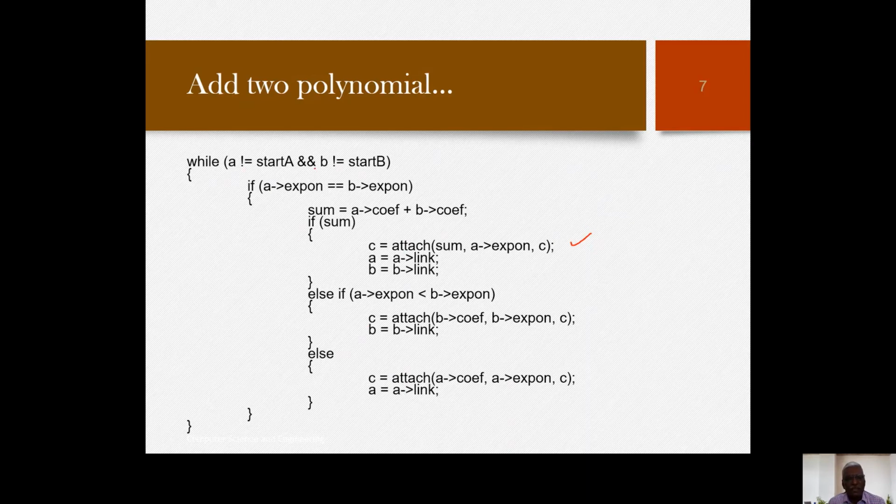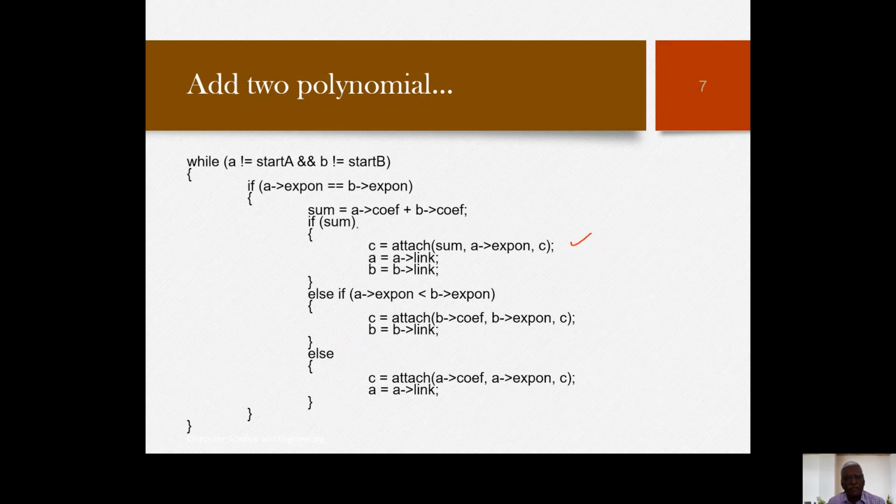Now, this while loop will get broken if A has fewer nodes or B has fewer. So in our case, A has fewer nodes, so this will quickly be equal, that is A equal to start. So we will have some more terms in B which should be copied over. There are scenarios where it could be the other way also, so it should work for both.